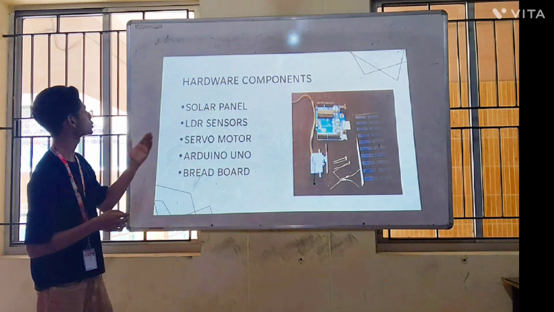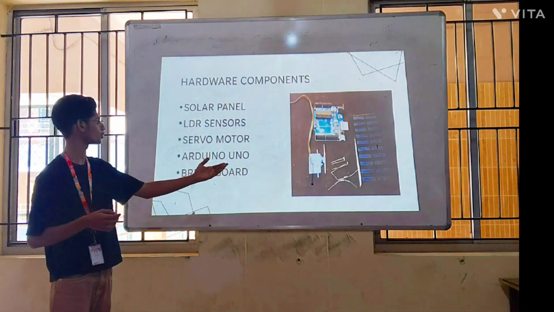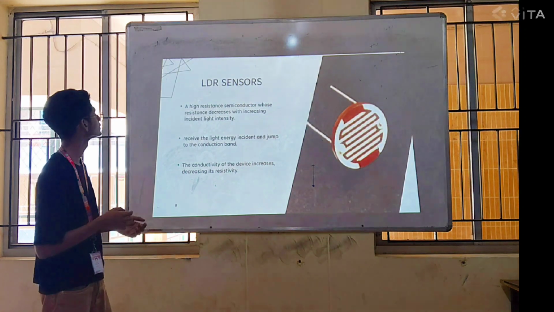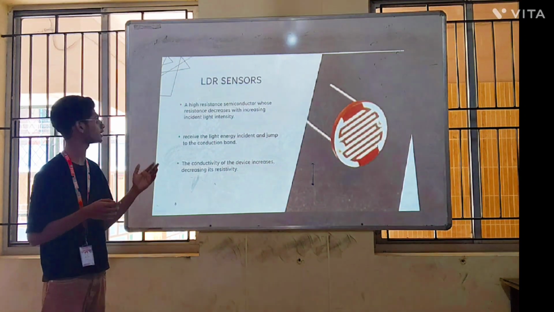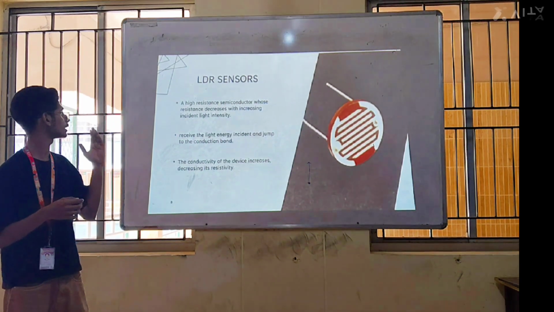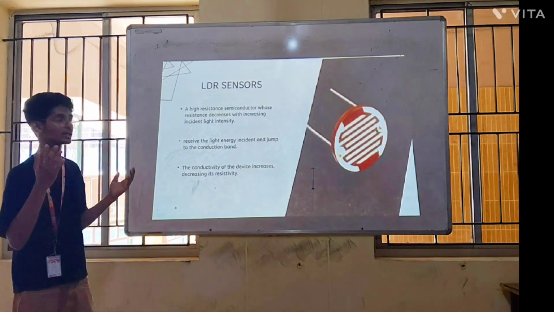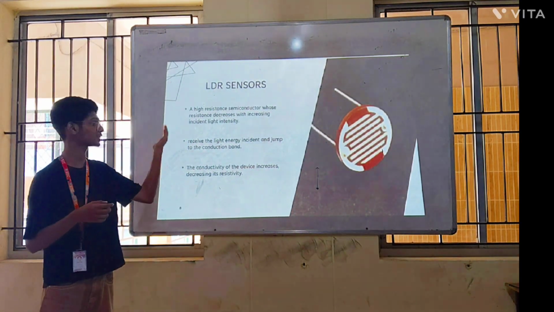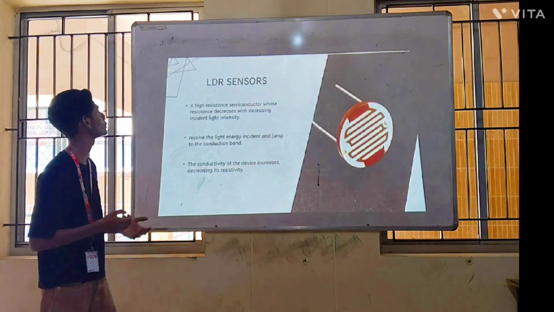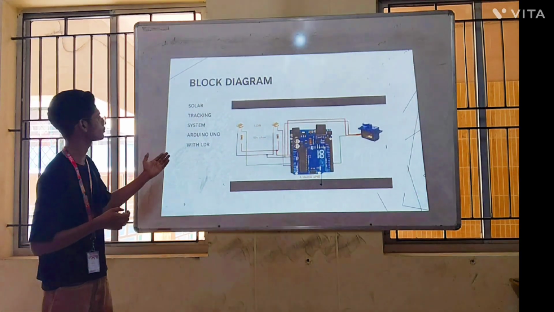So all the components are the solar panel, LDR sensors, servo motor, Arduino Uno and breadboard. Next, LDR sensor. This is a high resistance semiconductor whose resistance decreases with increasing incident light intensity, and it uses the light energy incident to jump electrons to the conduction band. The conductivity of the device increases, decreasing its resistivity. This is the block diagram of our project.